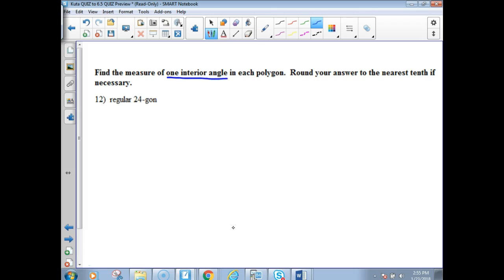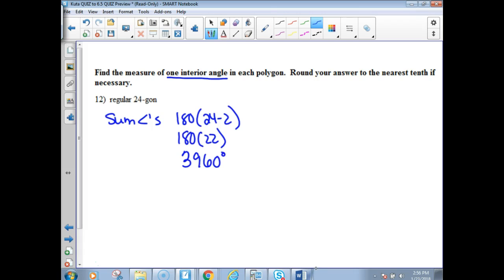One interior angle. This has 24 sides. First, you need to get the sum of the angles. The sum of the angles is 180 times the number of sides, 24 minus 2. You have that formula in your ISN. 180 times 22 gives me a rather large number. All right, so that's the sum of all the angles inside that thing. You want one angle. So what do you need to do to the sum of all the angles? Divide it by the 24. Okay, and that will give you one angle.